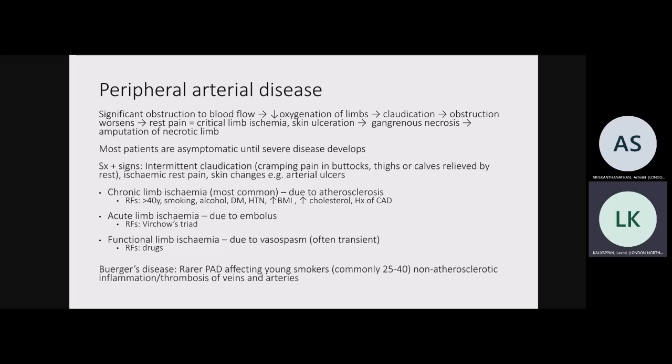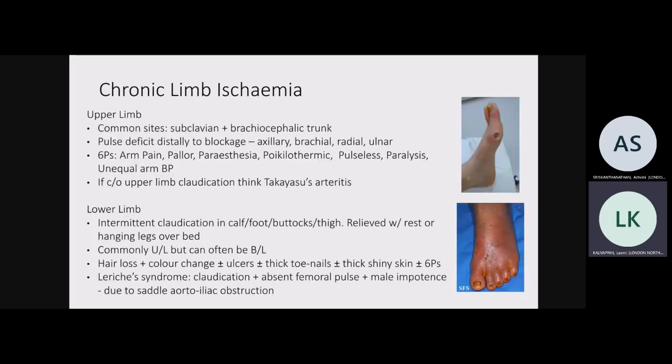Commonly, risk factors will be smokers and very young patients, so 25 to 40 years old, who don't have atherosclerotic inflammation or thrombosis of their veins and arteries. So we've gone through PAD. Chronic limb ischemia, again, can affect both the upper limb and lower limb, and I've given you sort of common sites that this can occur in and signs that you can see. Remember your 6 Ps, so pain, pallor, paresthesia, perishingly cold or poikilothermia, pulselessness and paralysis.